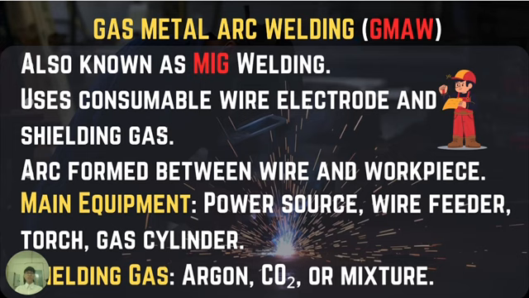This process uses a consumable wire electrode that continuously feeds through the welding gun. The arc is formed between the wire and the workpiece, and both melt to form the weld. The shielding gas, usually argon or carbon dioxide, protects the weld from air contamination. GMAW equipment includes a power source, wire feeder, welding torch, and gas cylinder.